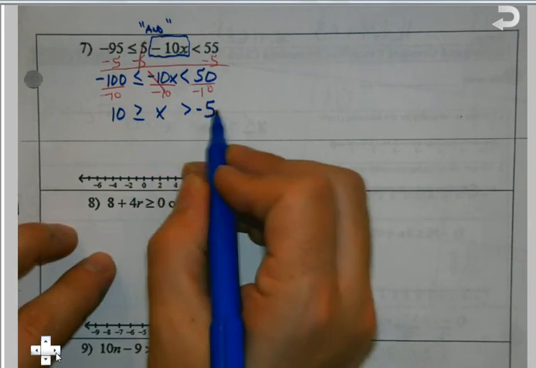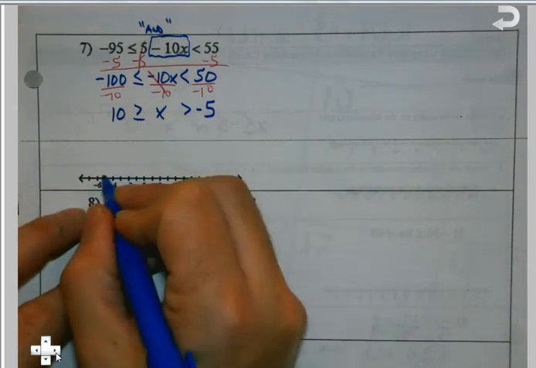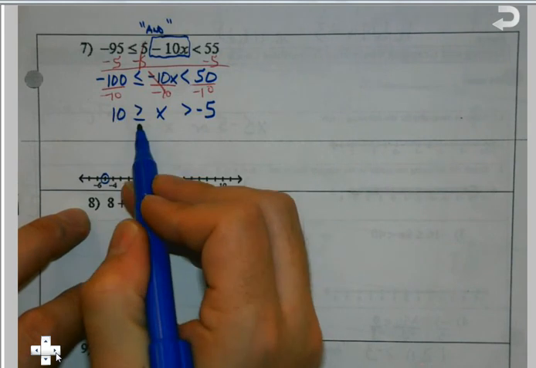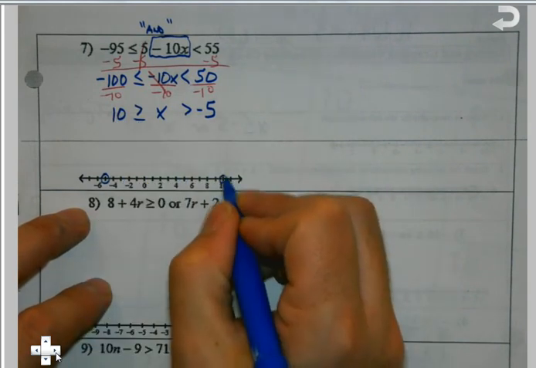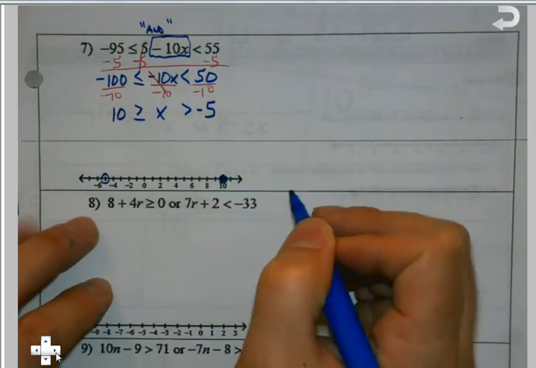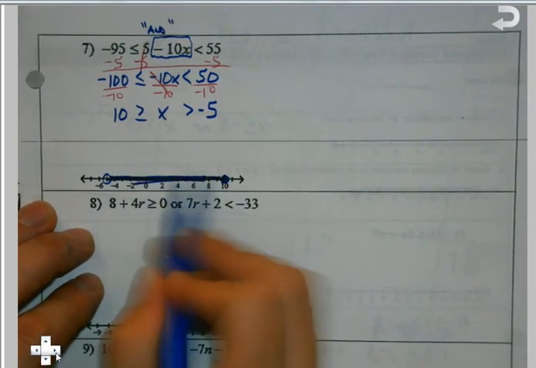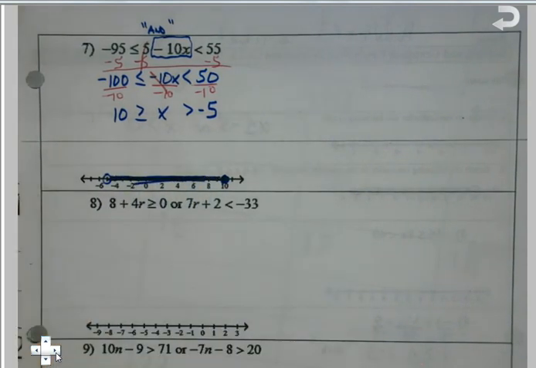So let's see. Negative 5, there's no line underneath. So I'll open circle it. At the 10, though, there is a line underneath. I'm going to close circle it. And again, those ands typically are just going to make a barbell. Just going to color in the middle. Nothing too bad.